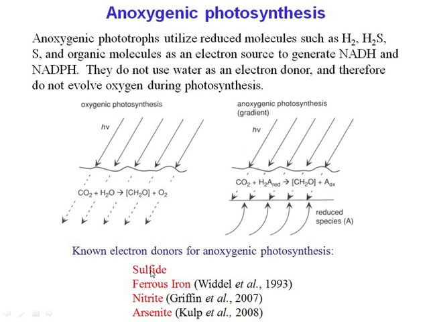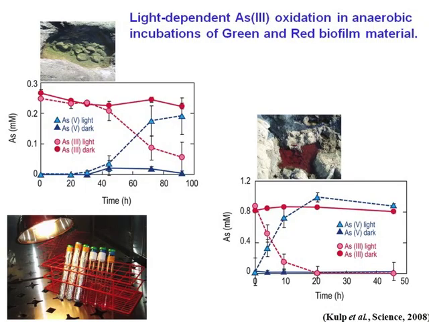It's been known for a long time that sulfide can drive anoxygenic photosynthesis, that anoxygenic phototrophs can use sulfide as the reductant, and in the process they produce either elemental sulfur or sulfate. In '93, it was shown that ferrous iron could also serve as a reductant for anoxygenic photosynthesis. In 2007, Griffin et al. showed that nitrite oxidation to nitrate could also drive this process. And in 2008, we did experiments with these purple sulfur bacteria from Mono Lake that showed that arsenite can also serve as an electron donor to drive anoxygenic photosynthesis.